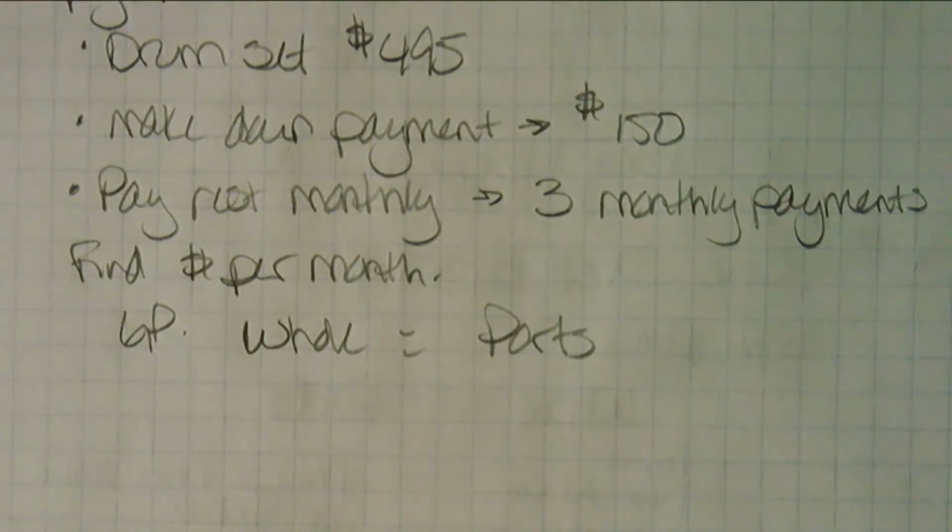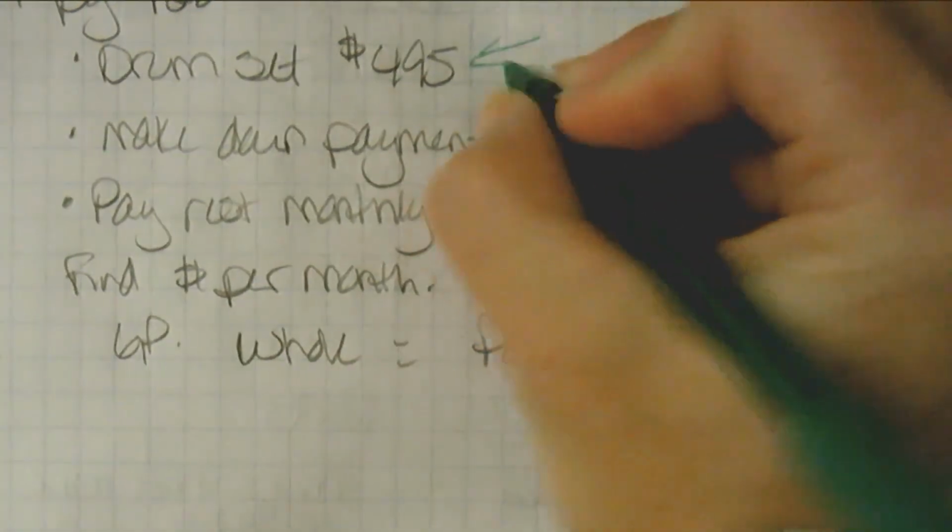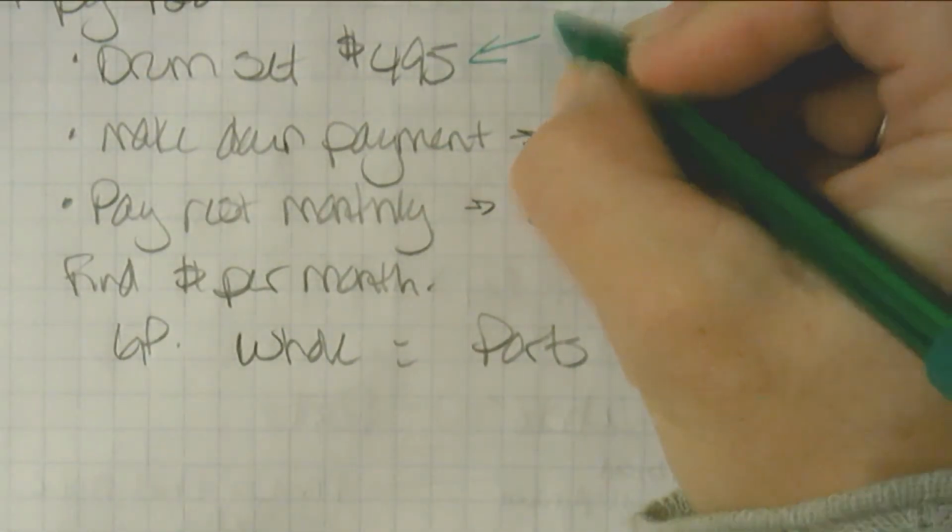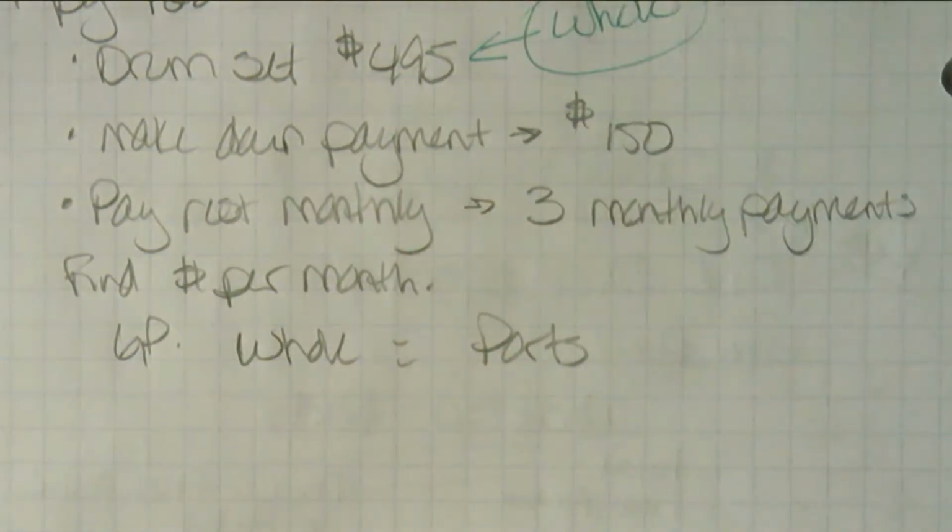All right, so first of all, what information have they given us? What information have they given us? Danny? So here's how much the drums cost. Would you consider that your whole? Okay, so that's the total. What else have they given us?